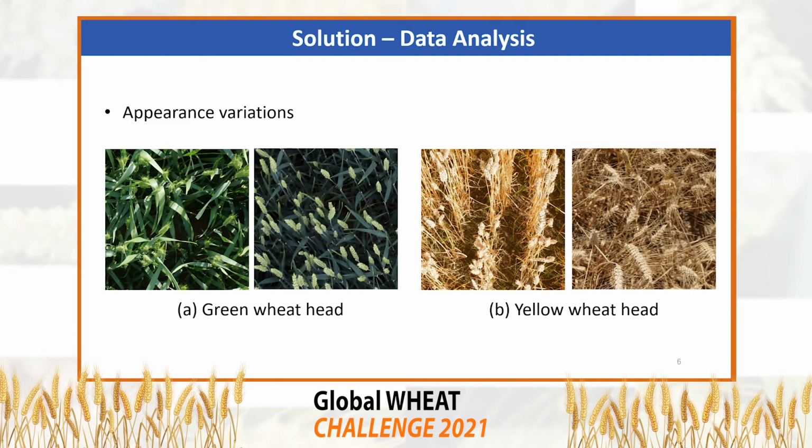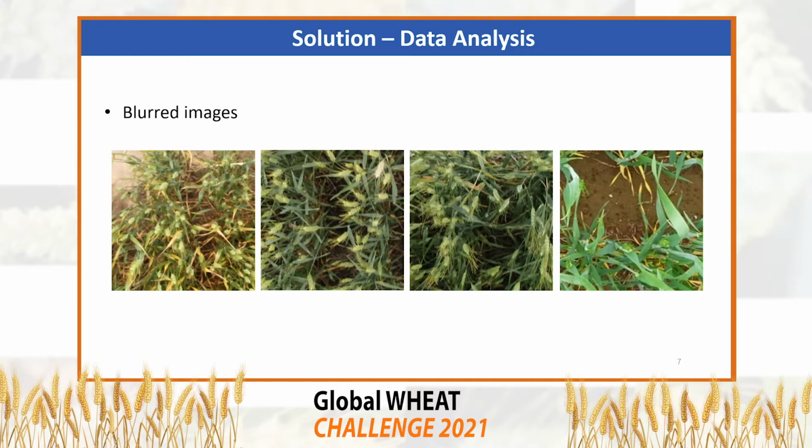Second, the appearance of wheat head varies at different growth stages. For example, the color of the spike is green at the post-flowering stage, but turns yellow at the ripening stage. Third, low quality images are also harmful to wheat head detection. For example, wind can result in blurred images, which further increase the difficulty of detecting wheat head objects.